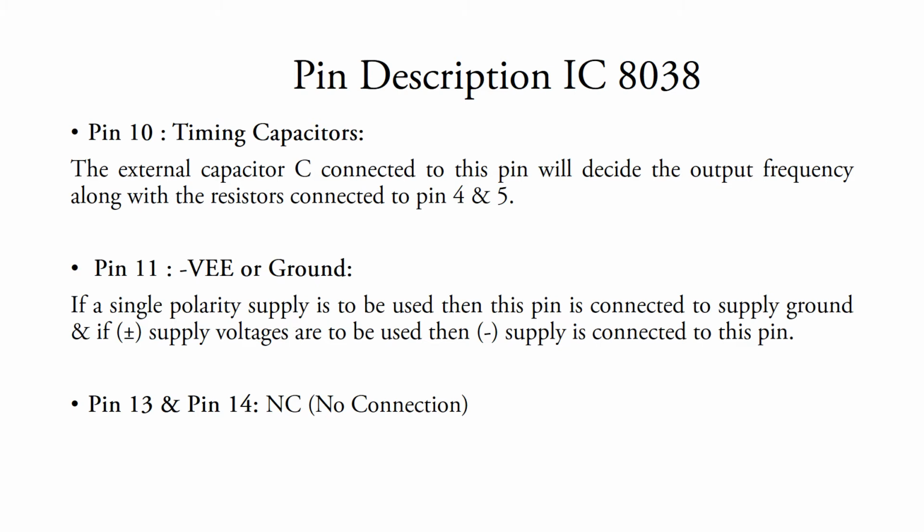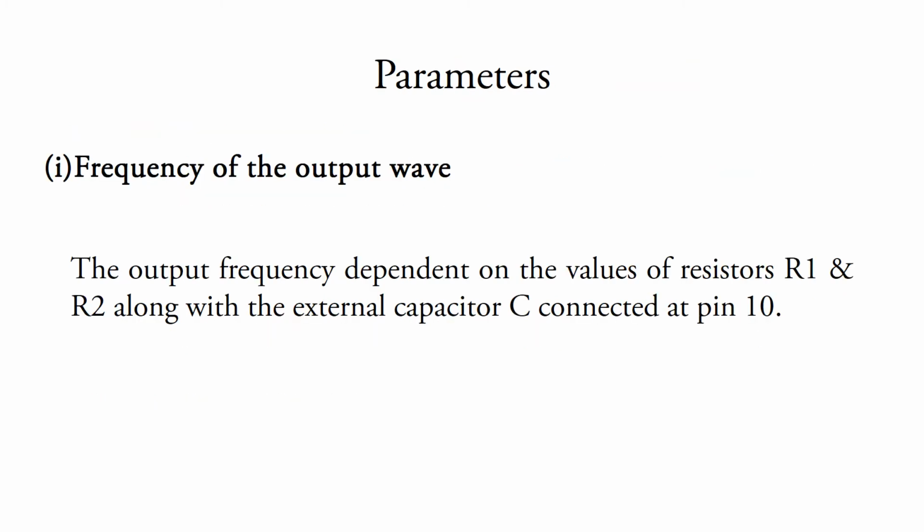So it's a very simple topic. First we have to explain the functional diagram of IC8038, then the features, pin description, and how it is being used for connecting. Next we'll see the parameters. Frequency of the output waveform: the output frequency depends on the value of resistors R1, R2 along with the external capacitor C connected at pin 10.